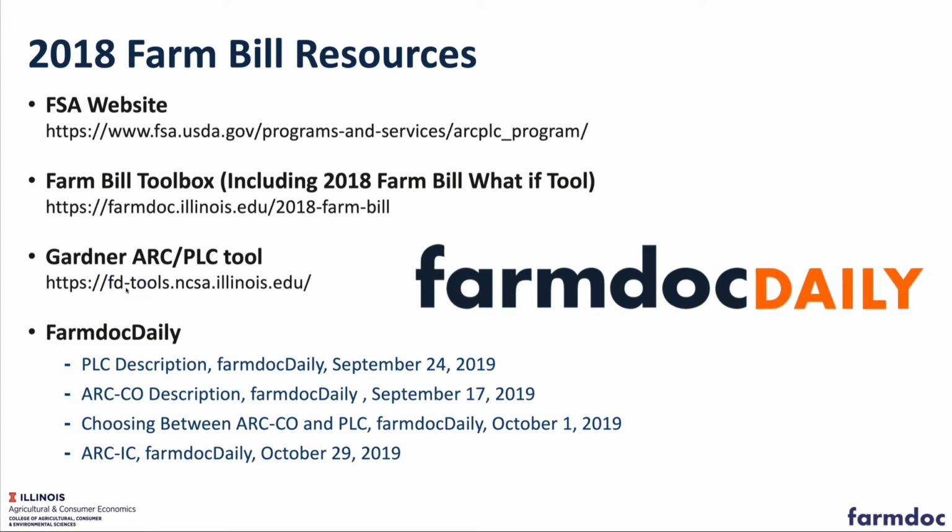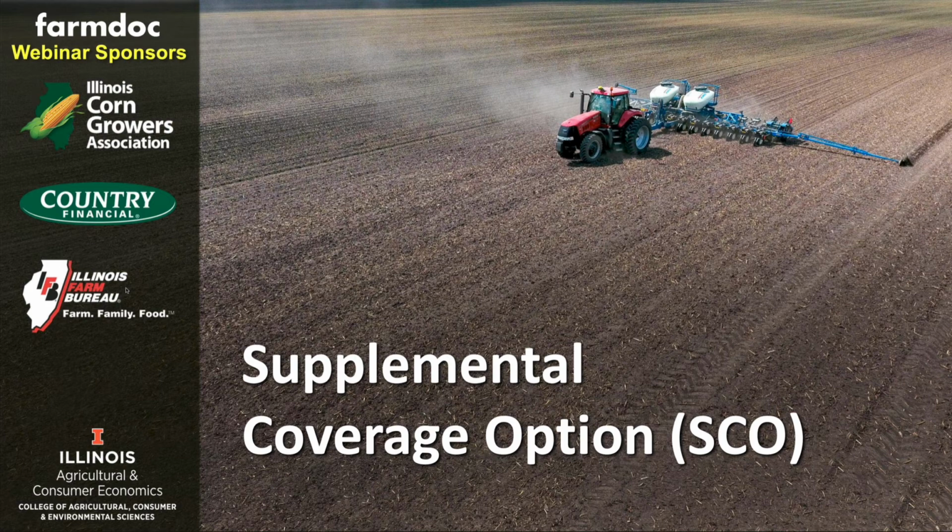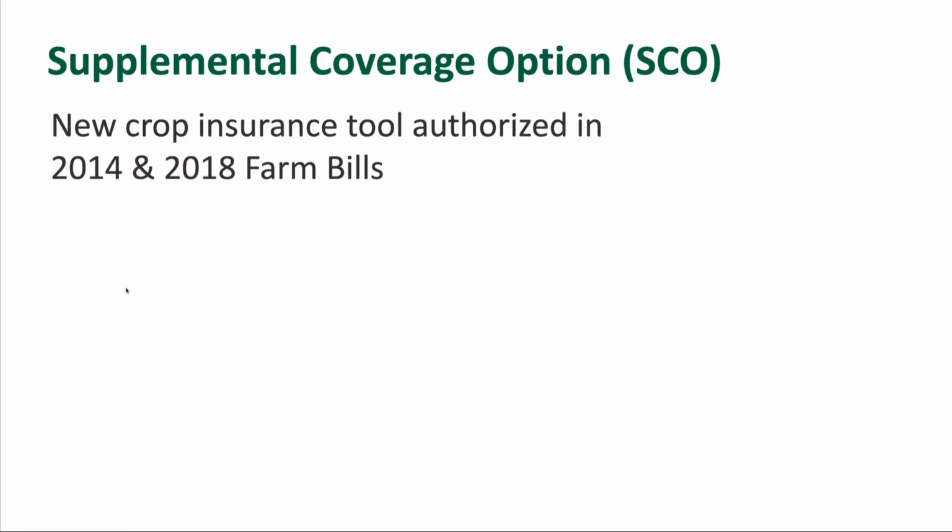All right, now supplemental coverage is available if we take PLC. That's become an alternative, so we're going to describe that now. Gary, as our listeners I'm sure know, SCO, the supplemental coverage option, was first offered and authorized in the 2014 Farm Bill and again in the 2018 Farm Bill.